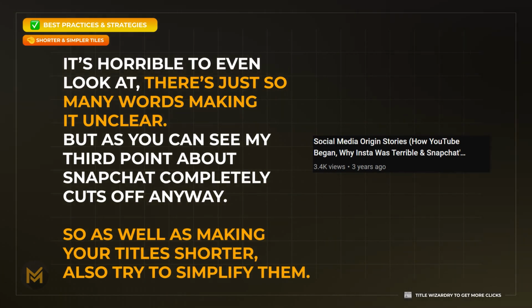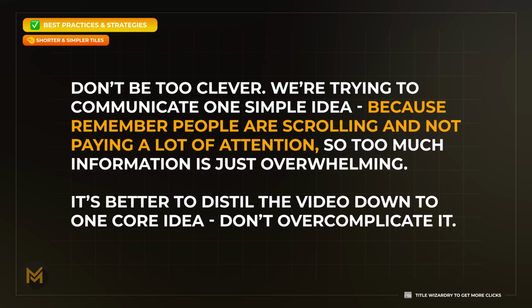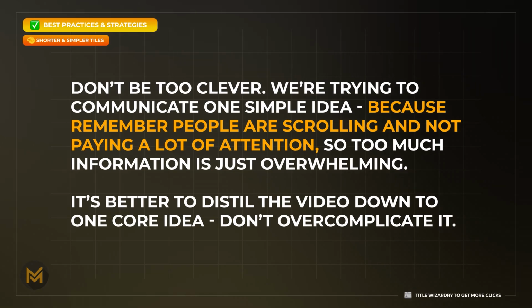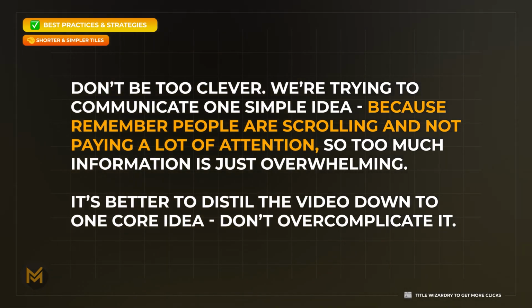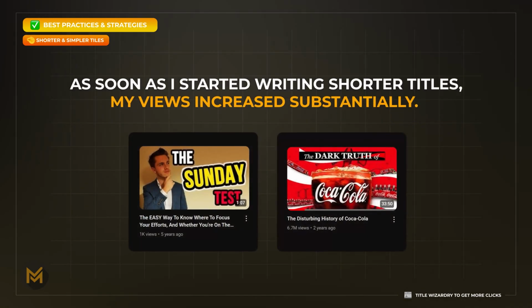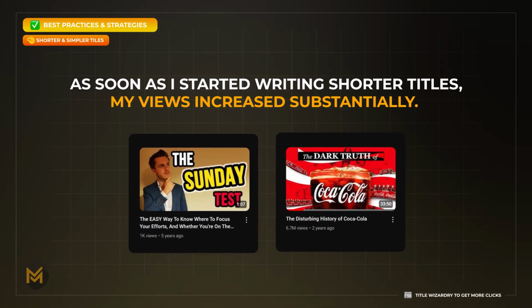So, as well as making your titles shorter, also try to simplify them. Don't try to be too clever. We're trying to communicate one simple idea. Because remember, people are scrolling and not paying a lot of attention, so too much information is just overwhelming. It's better to distill the video down to one core idea. Don't overcomplicate it. As soon as I started writing shorter and clearer titles, my views increased substantially.